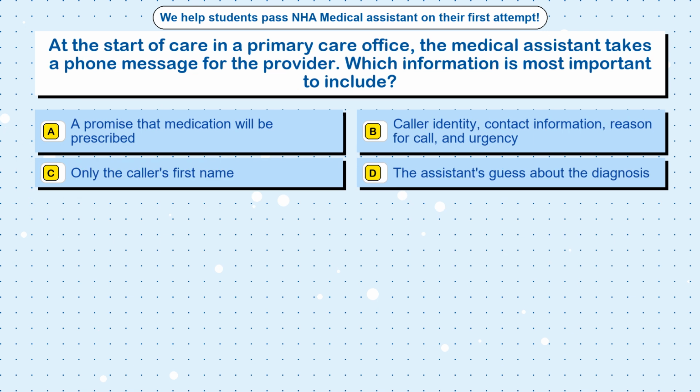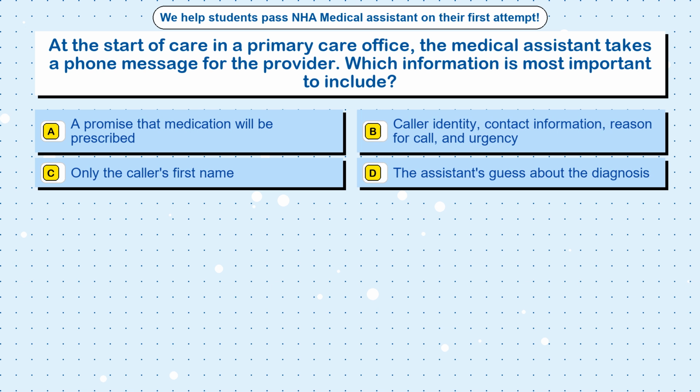Question 36. At the start of care in a primary care office, the medical assistant takes a phone message for the provider. Which information is most important to include? Option A, a promise that medication will be prescribed. Option B, caller identity, contact information, reason for call, and urgency. Option C, only the caller's first name.